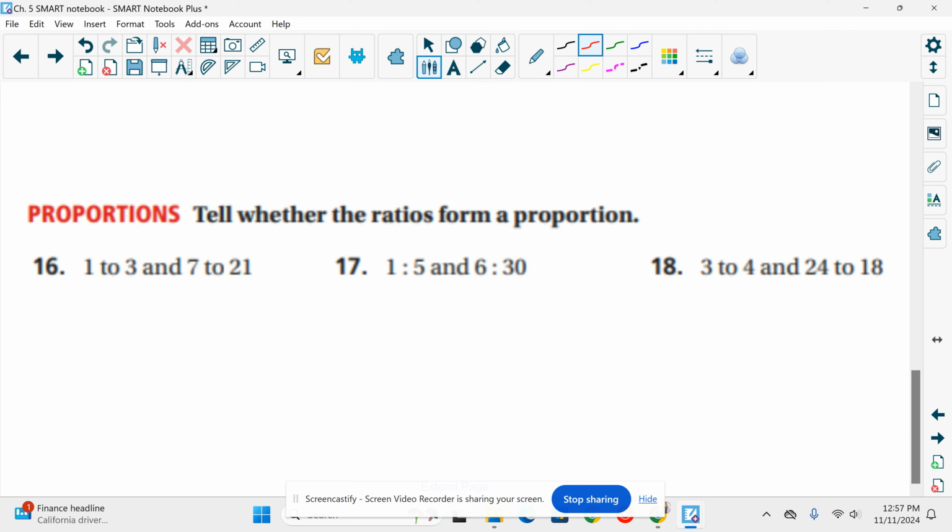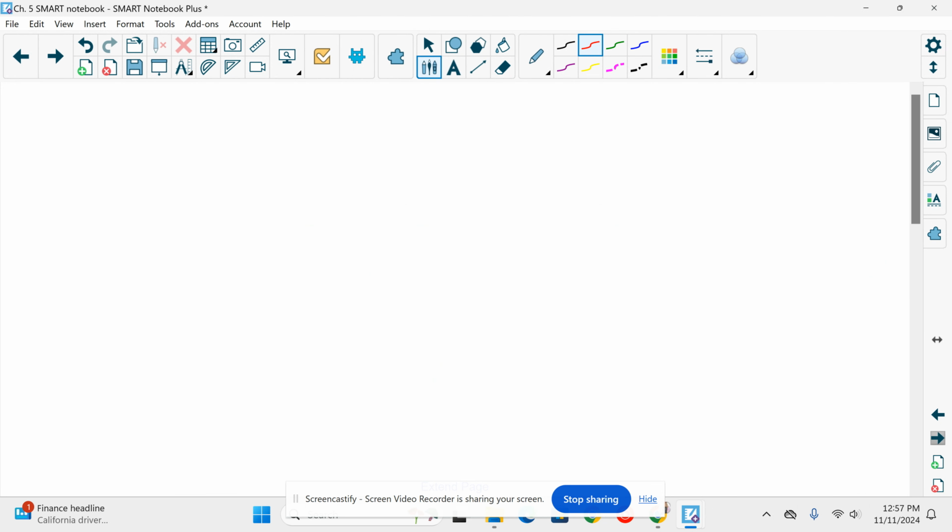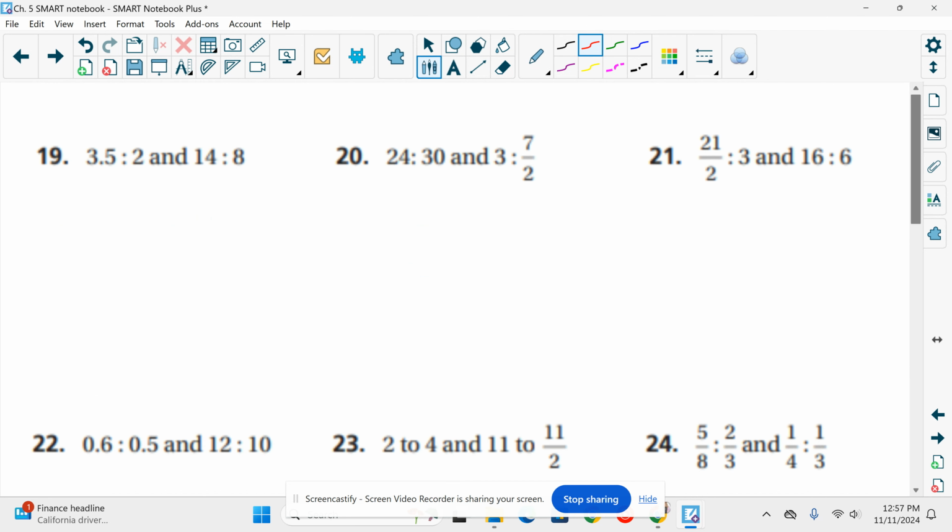Alright, number 16, proportional or not? Yes or no? Yes. Number 17. Yes. Number 18. No. Good. Off to a good start. Number 19. Yes. Number 20. No. Did not work. Number 21. No. That one didn't work either.